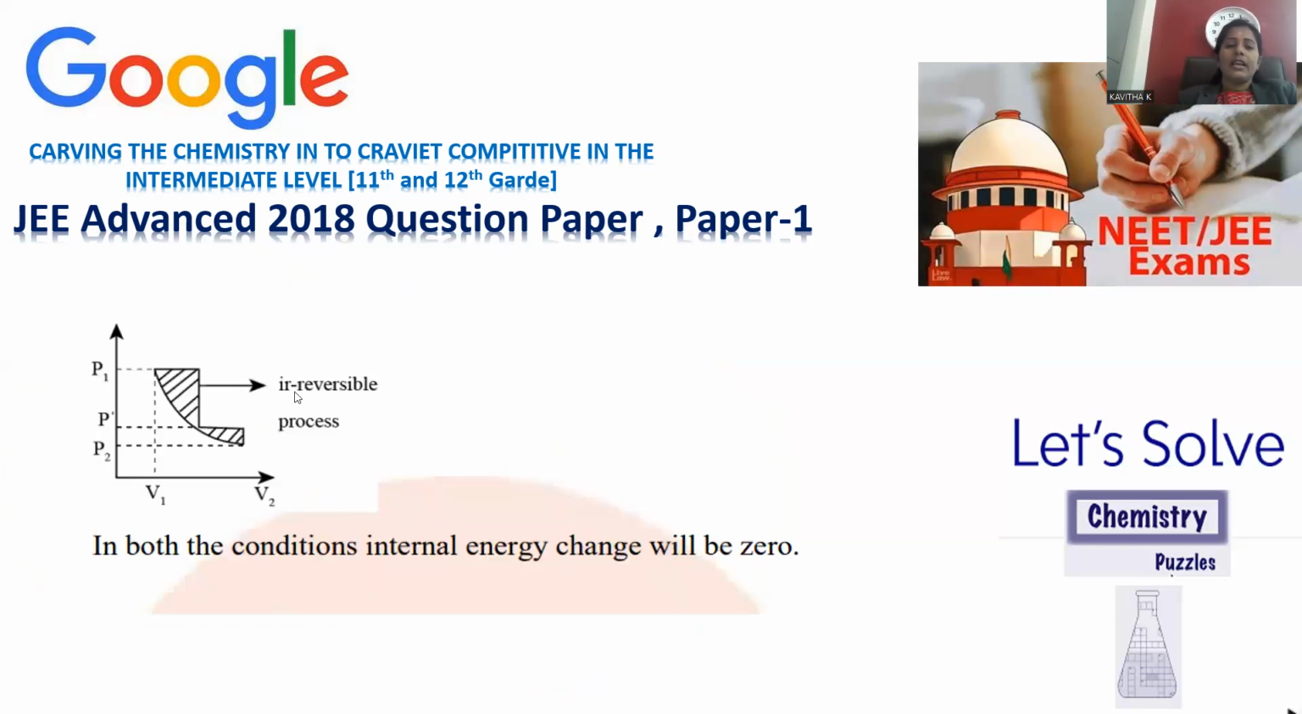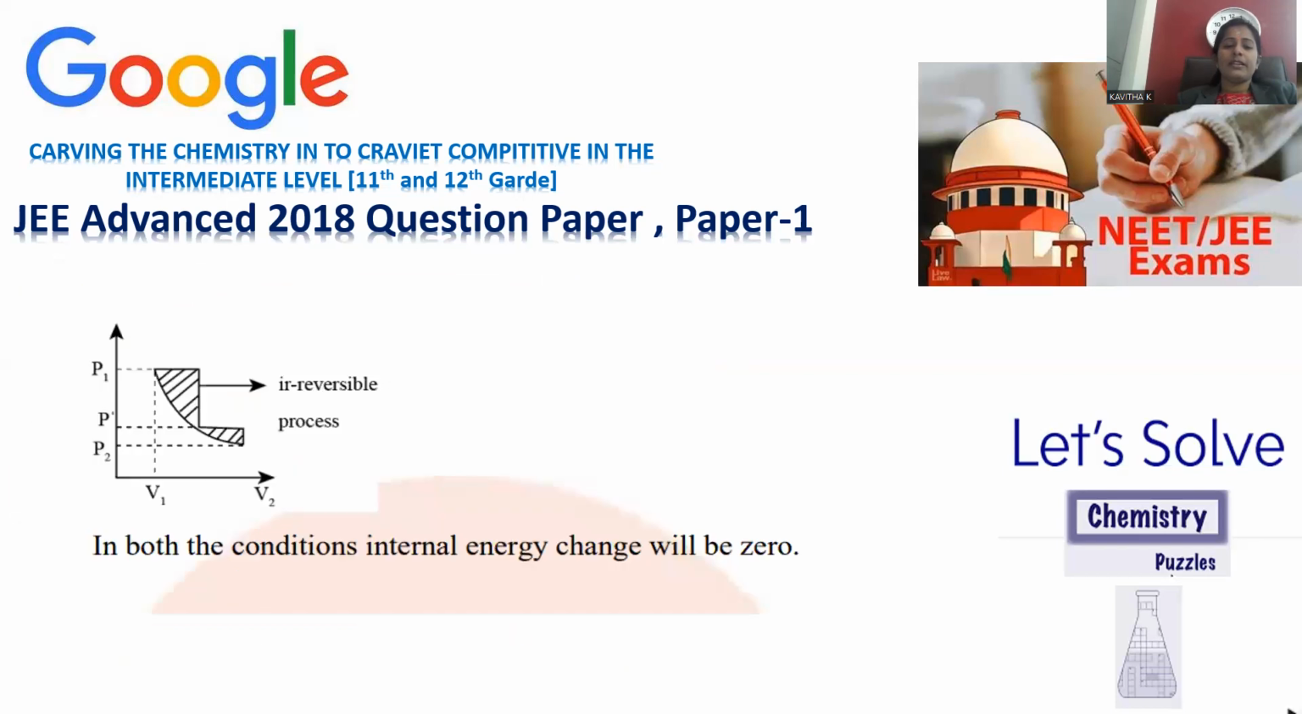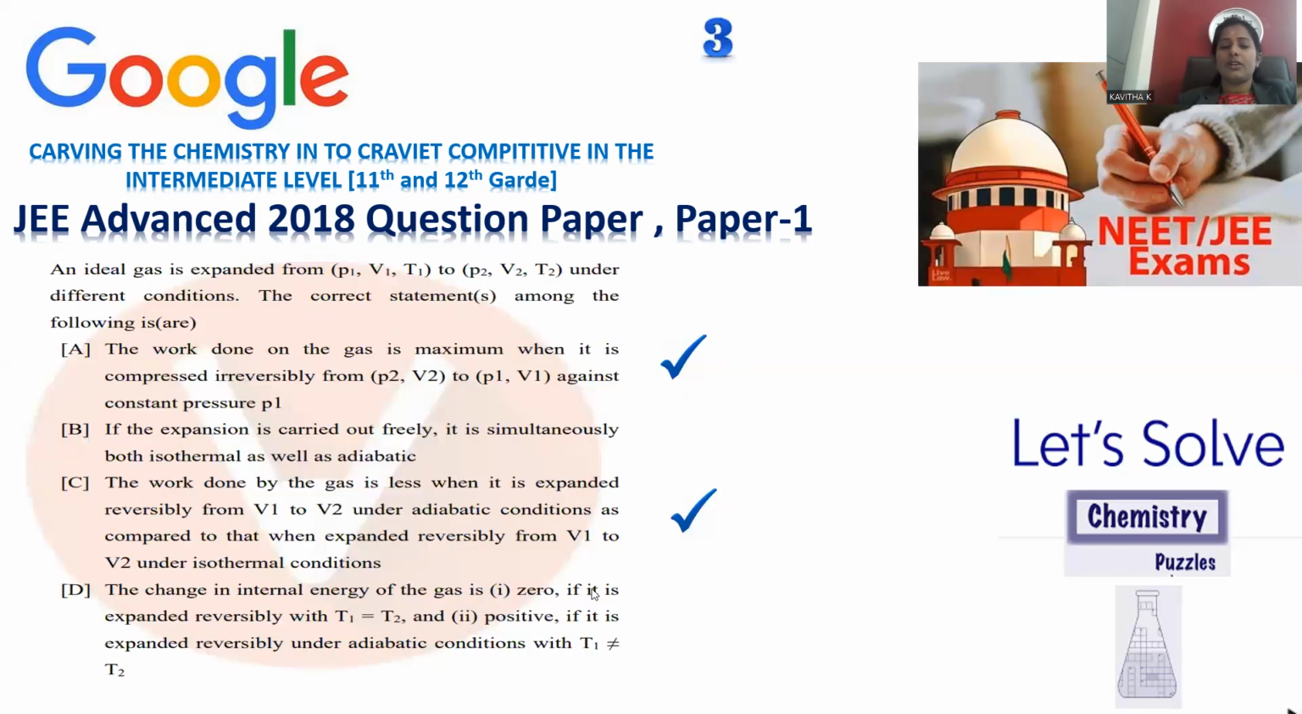Move on to the next. In the irreversible process, in both conditions the internal energy change will become zero. Internal energy will not vary, whether it is an adiabatic or isothermal process, but they are saying in one condition it will be zero and in another condition it will be positive. This may not be possible, and it is clearly shown in the graphical representation. The pressure is changing from P1 to P2 and the volume from V1 to V2. For the irreversible process, this will be the slope you can notice. In both cases, internal energy will not vary. Internal energy remains constant.